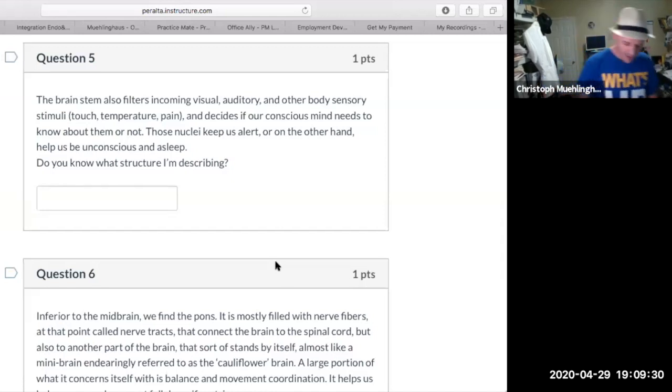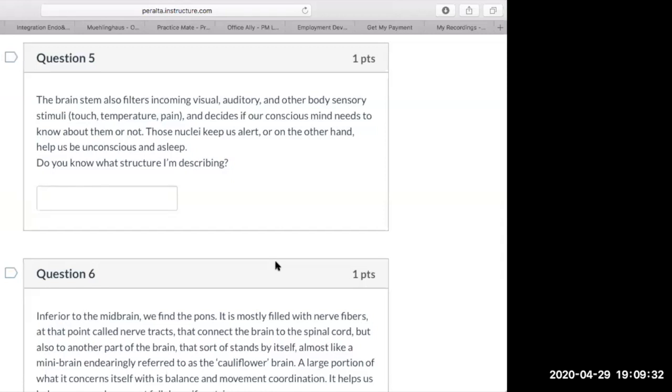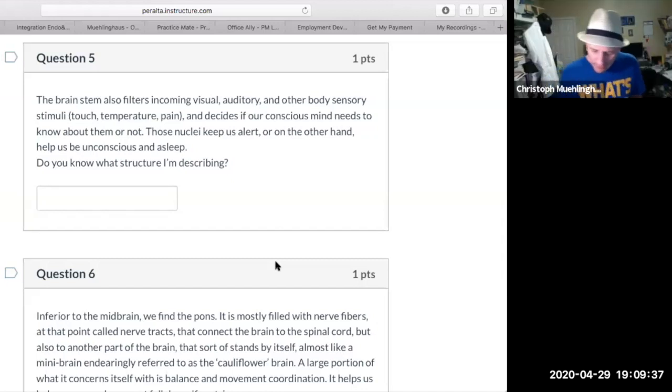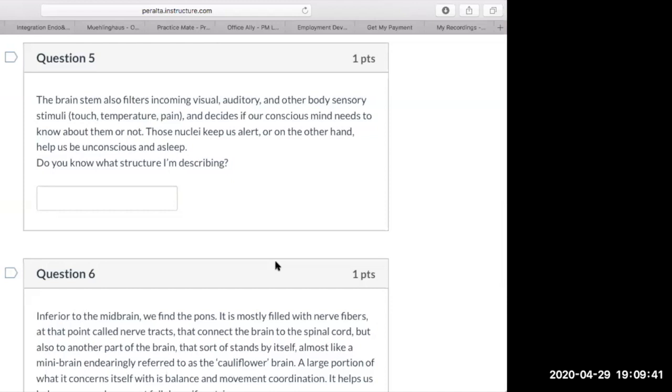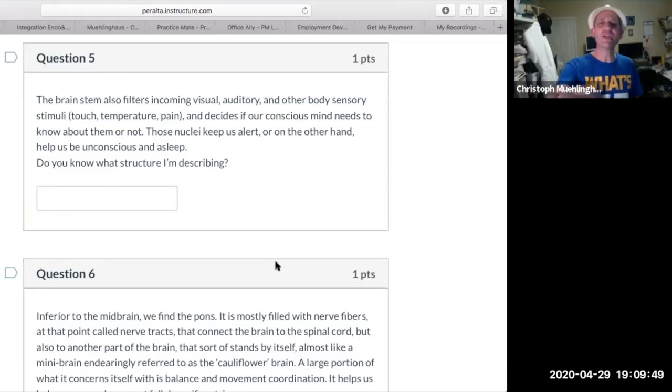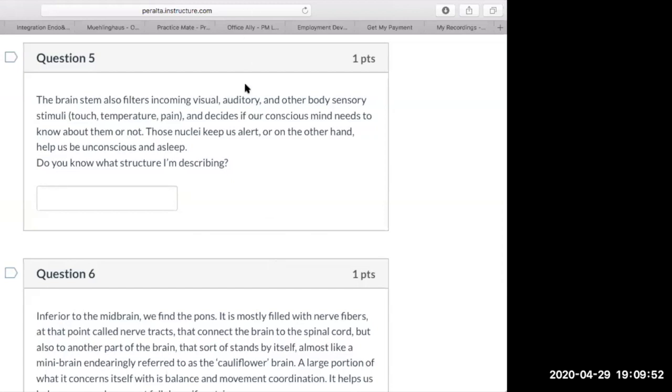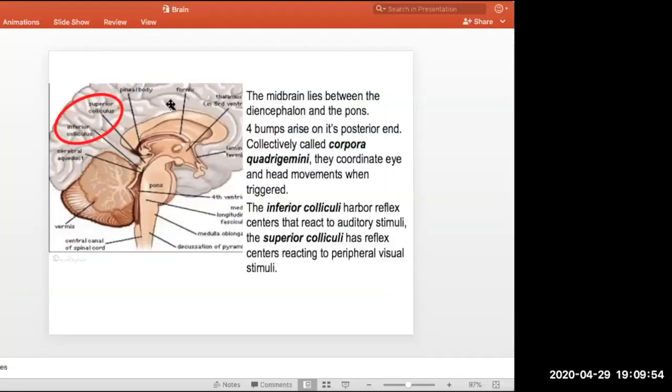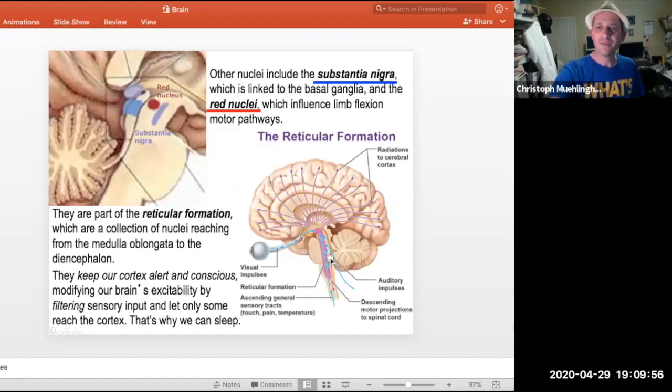What am I describing? Give me Nate, Jennifer. Jessica. The reticular formation? Yes, you got it. Reticular formation. Yes. Perfect. Thank you. That's super.